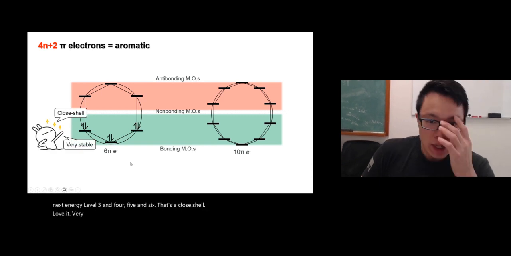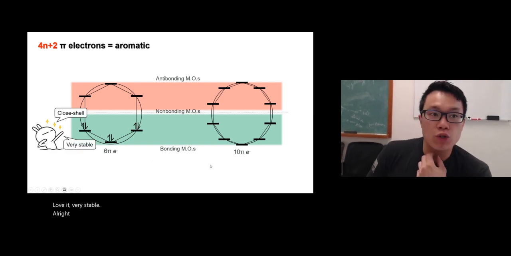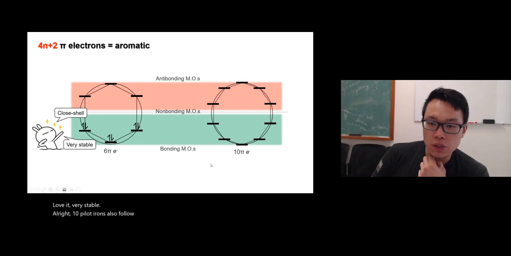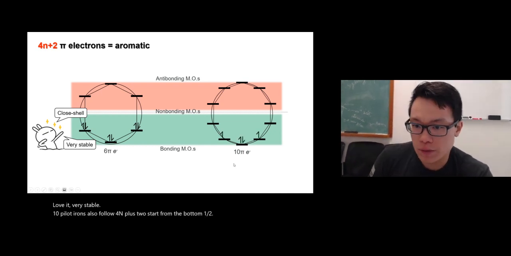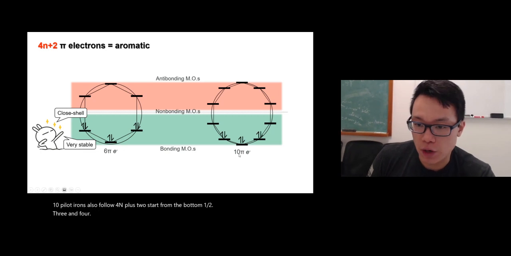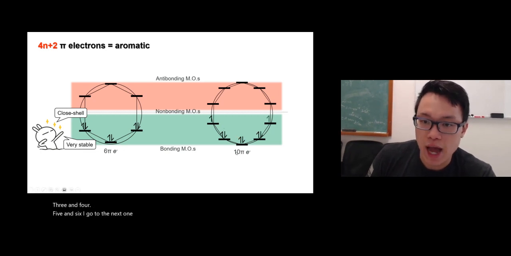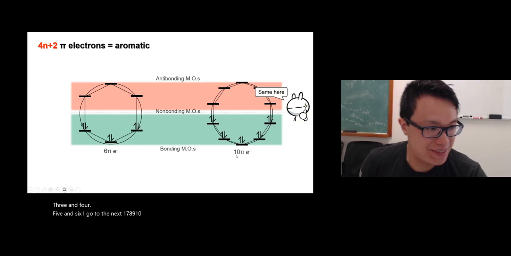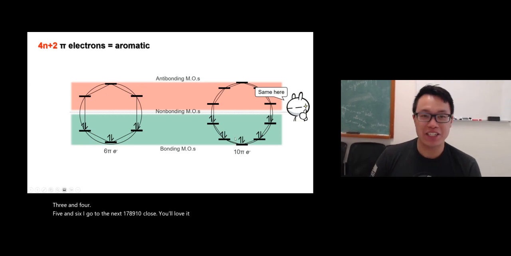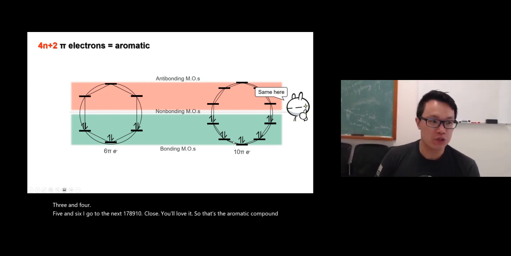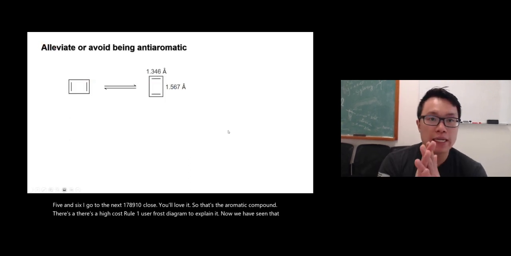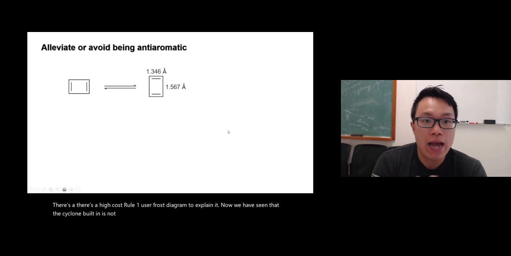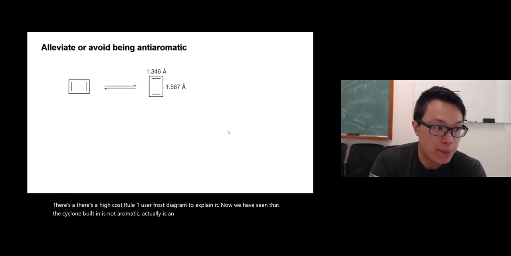Very stable. 10 pi electrons also follow 4n plus 2. Start from the bottom: 1, 2, 3, 4, 5, and 6. Go to the next one, 7, 8, 9, 10. Closed shell. Love it. So that's an aromatic compound. This is Hückel's rule, and we use a Frost diagram to explain it. Now we have seen that cyclobutadiene is not aromatic. Actually, it's anti-aromatic, so not stable.